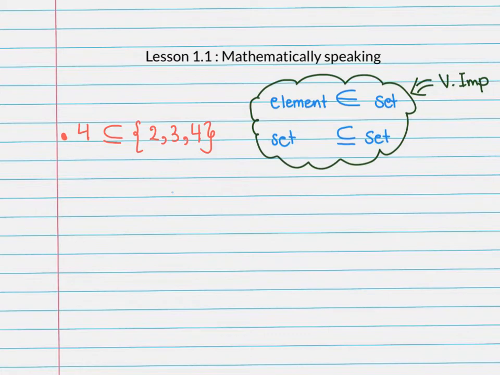Step number 1, we check the symbol that is used. We're using subset. Based on what we agreed, subset is used when we have a set with a set. Over here, this is an element and not a set, so I cannot use the symbol subset with it. So this is wrong, a false statement, because this symbol here cannot be used. I should replace it with belong.